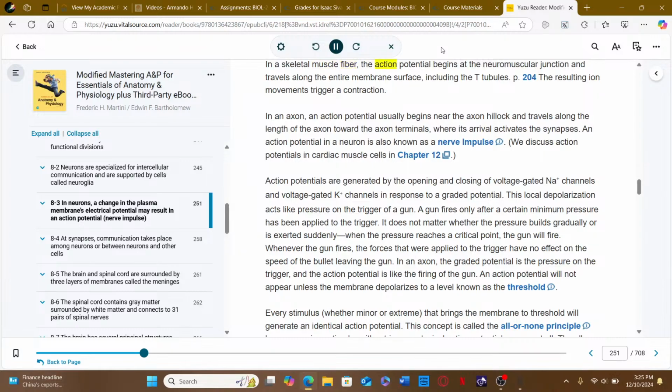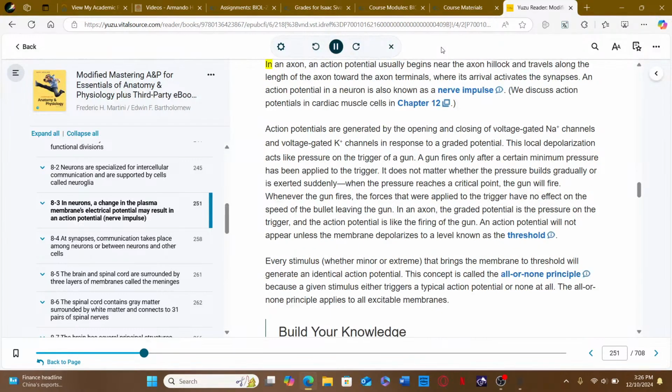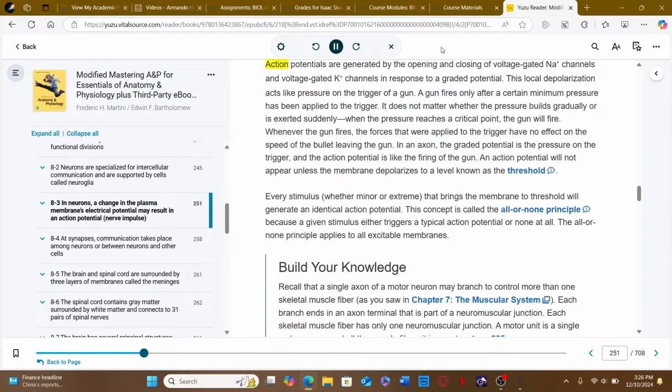In a skeletal muscle fiber, the action potential begins at the neuromuscular junction and travels along the entire membrane surface, including the T-tubules. The resulting ion movements trigger a contraction. In an axon, an action potential usually begins near the axon hillock and travels along the length of the axon toward the axon terminals, where its arrival activates the synapses. An action potential in a neuron is also known as a nerve impulse. We discuss action potentials in cardiac muscle cells in Chapter 12.